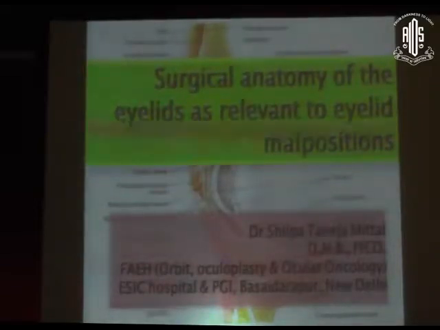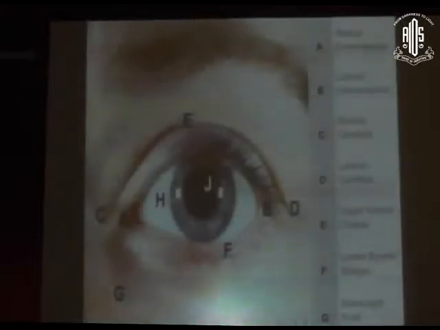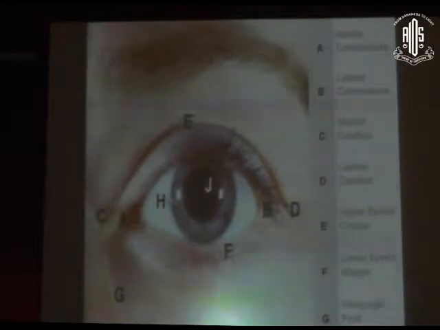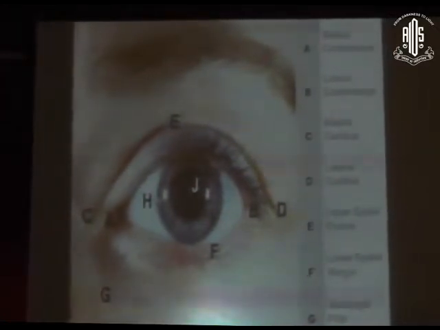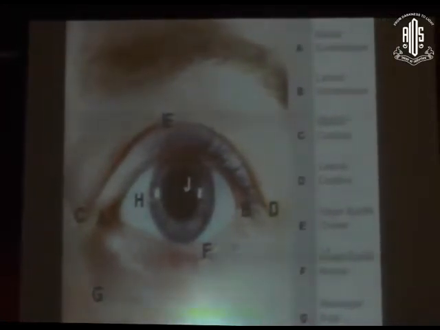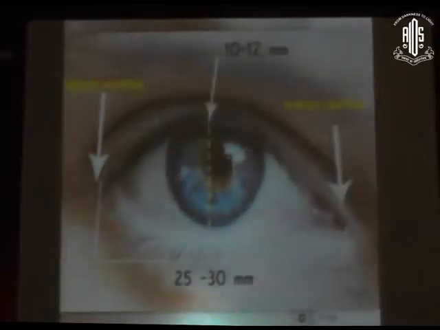So starting with the surgical anatomy of the eyelids as relevant to eyelid malpositions. The eyes and eyelids, as we all understand and agree, add majorly to the facial beauty. The upper eyelid extends from the eyebrow down to the free margin of the upper lid, and the lower lid starts from just inferior to the inferior limbus and merges down into the skin of the cheek. The upper lid and lower eyelid meet at the medial and lateral canthi.